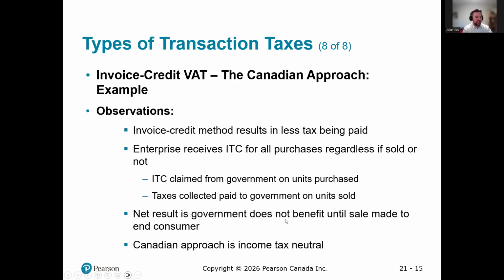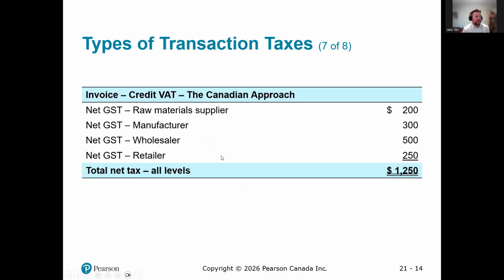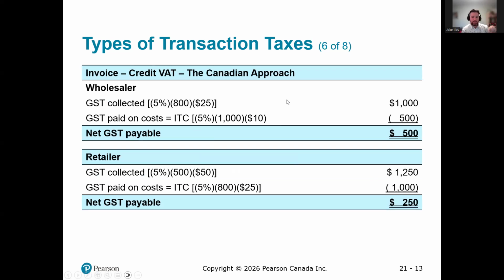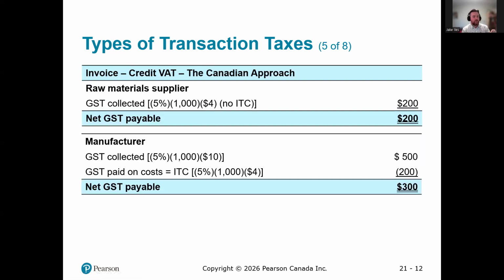Net result is government does not benefit until the sale is made to the end consumer, and the Canadian approach is income tax neutral. So it's based on trying to get a product from its inception, its creation, from raw materials, through the process, and the customer is the eventual end collection, which means the sales tax you pay when you purchase something from a store, that's the final amount of tax that the government will eventually collect. The sales tax paid and collected through the companies are returned to the company.